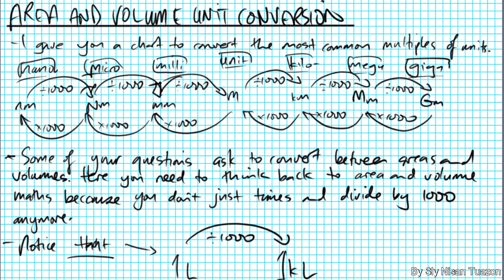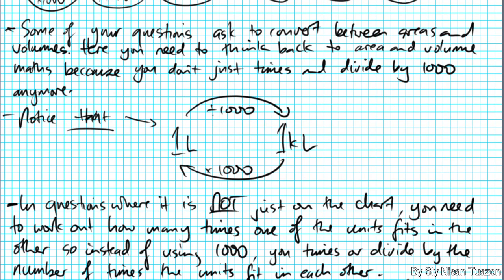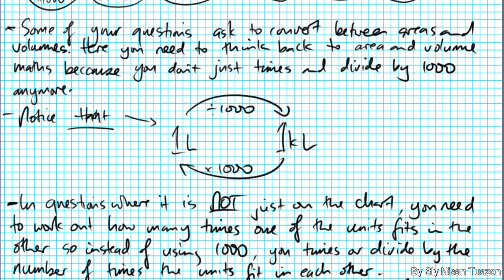So I gave you this chart at the start of the lesson. Yes, it's going to help you convert between these multiples, kilo, mega, giga. It's all easy because it's all 1,000 times or 1,000 divide each other, okay? But later in the problem, you're supposed to try and use that system for things that aren't exactly on the chart, but that use sort of maths that you've used before.